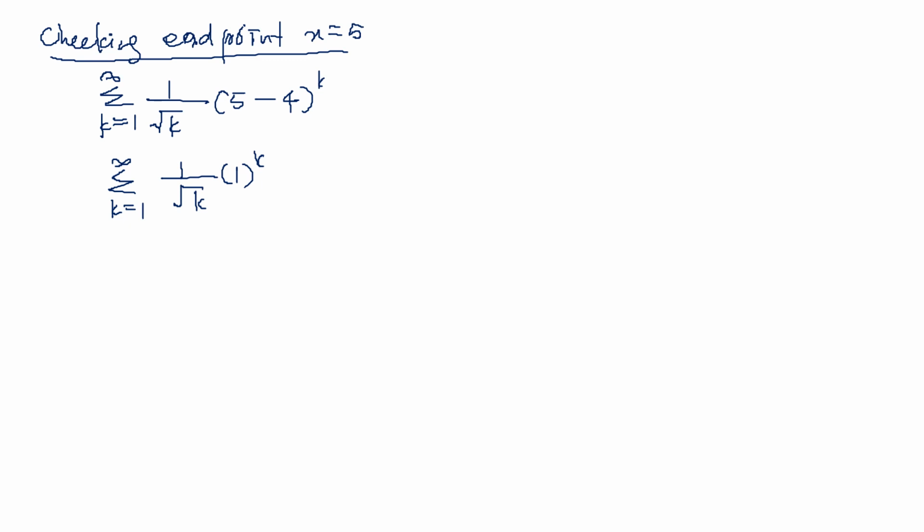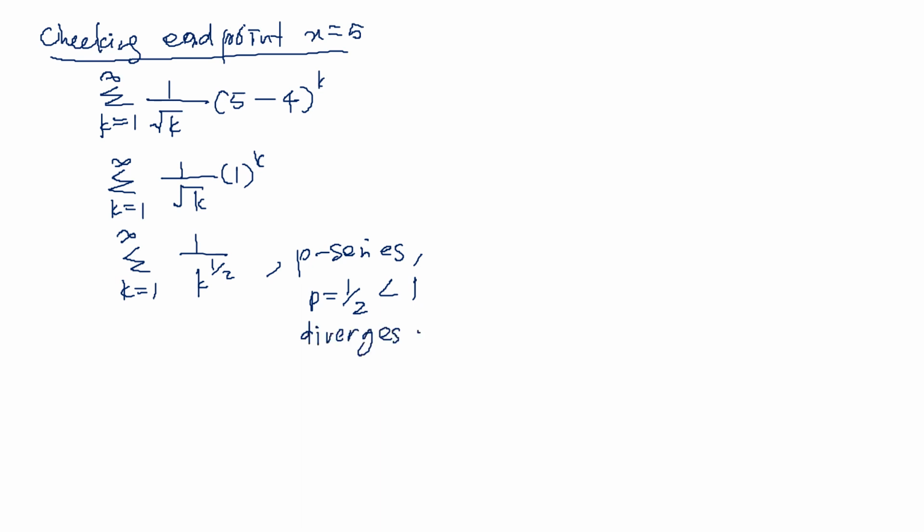So with this, we can see that 1 to the power of k is always 1. So the series k equals 1 to infinity, 1 over k to the power of 1/2. So for k to the power of 1/2, we can use the p-series, where the value p equals 1/2, which is less than 1. So when the p-series has p less than 1, it diverges. So x equals 5 diverges, meaning that x equals 5 is not included.